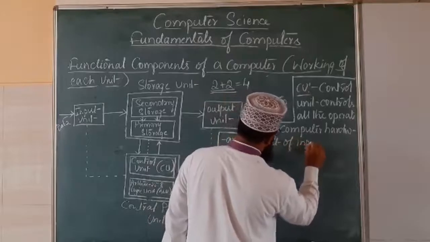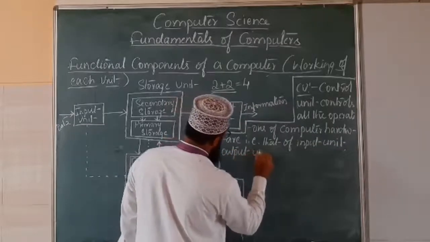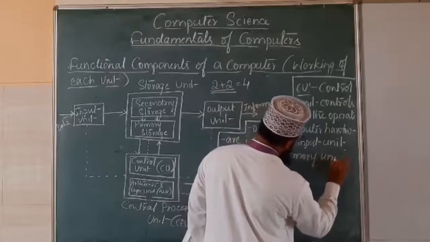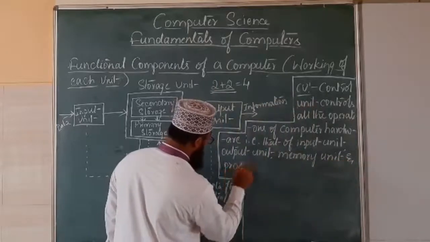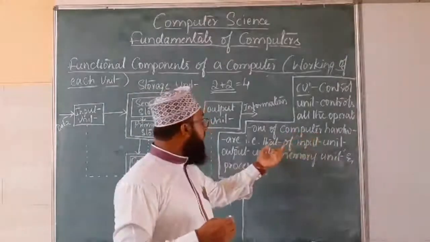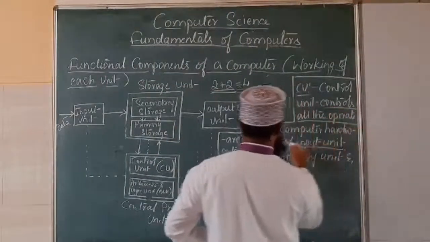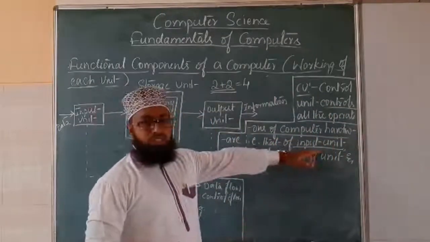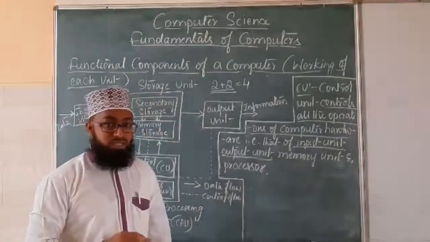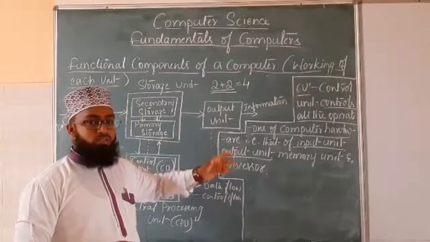That is the input unit, then output unit, then memory unit, and processor. It will control the operations of computer hardware. Which hardware? Whichever devices are present under the input unit, those operations are controlled by the control unit. Then the output unit: the devices present under the output unit, such as monitor, printer, speakers, all the operations of these things are controlled by the control unit.